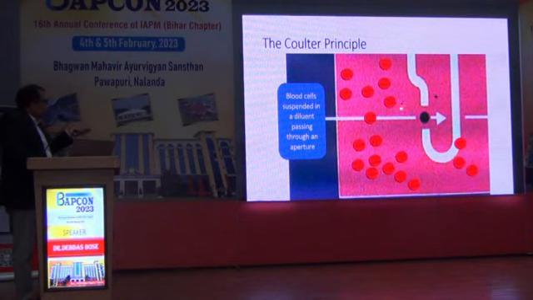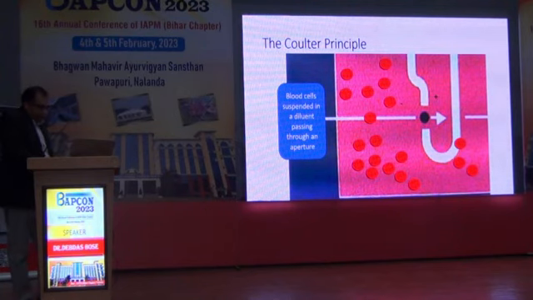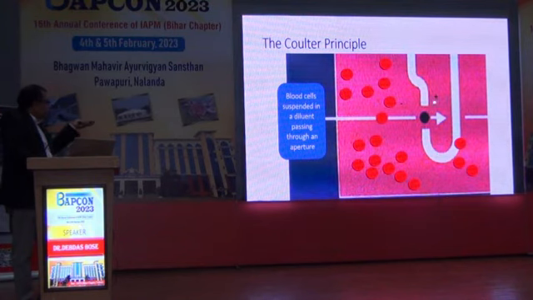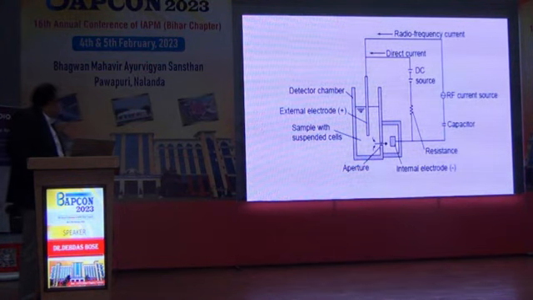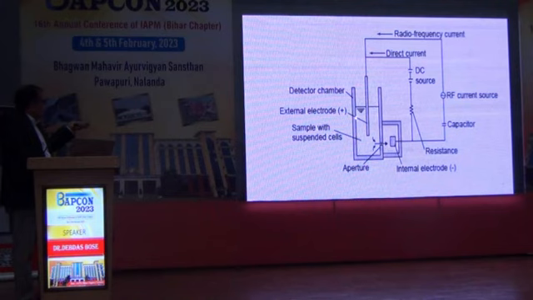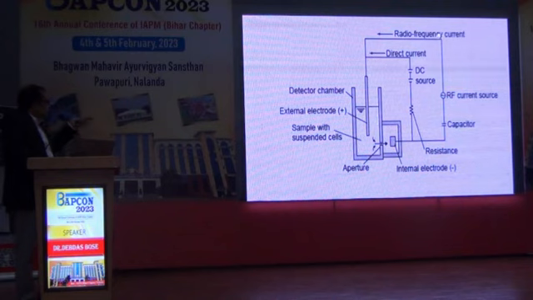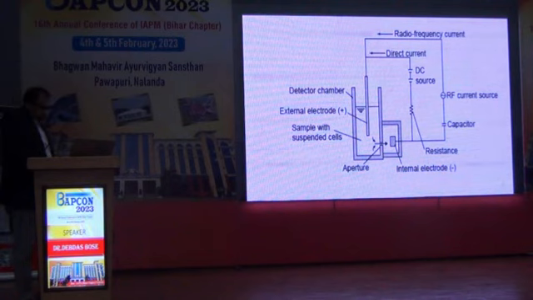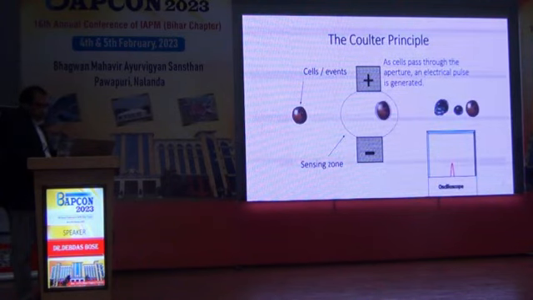Electric impedance: there is a voltage difference between the two electrodes during the passing of these cells. So it gives a pulse. It is based on electric impedance. This cell is passing, and there is a difference between these two electrodes. Again, this is the same method. Another method is radio frequency current, and one is direct current.